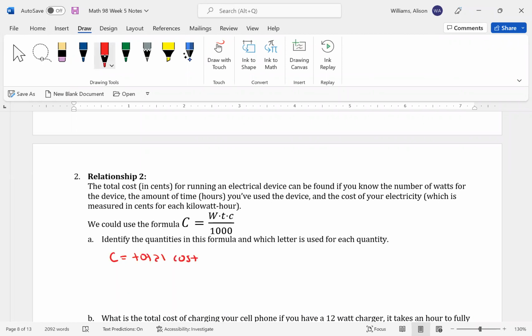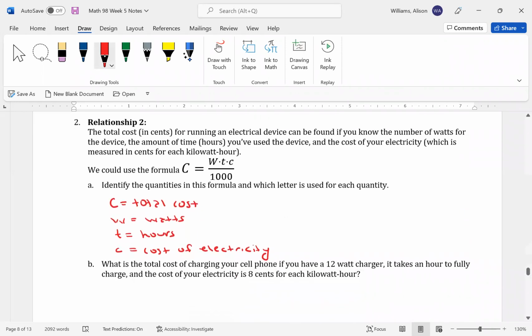For running an electrical device, that can be found if you know the number of watts of the device. Okay, well, I see a W, so I'm thinking that's watts. T, the amount of time in hours. Yep, there we go. So T is hours. And that little c is going to probably be the cost of electricity. So lowercase c is cost of electricity. I intentionally used lowercase when I labeled each of these, just so I could tell the difference between the capital C and the lowercase c. All right, so there we go.